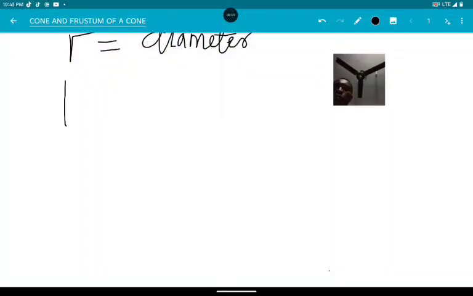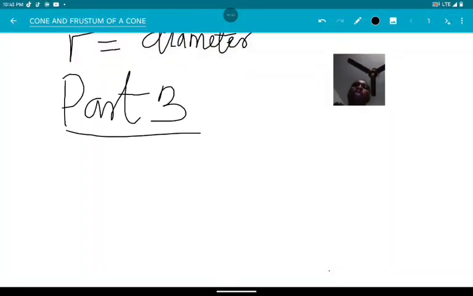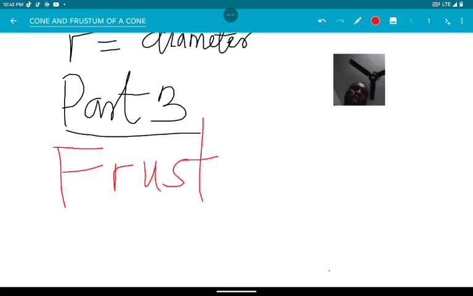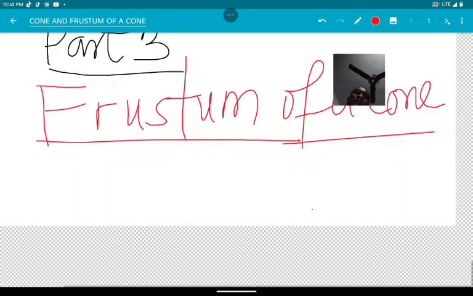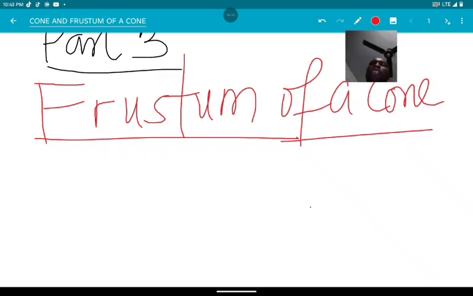All right, welcome to part 3 under cone. In this part 3, we will consider the last and crucial aspect of a cone that we call the frustum of a cone. This is going to be the last aspect under cone. Are you ready?